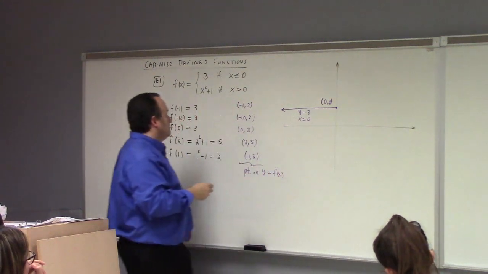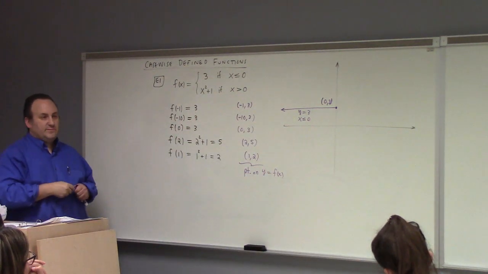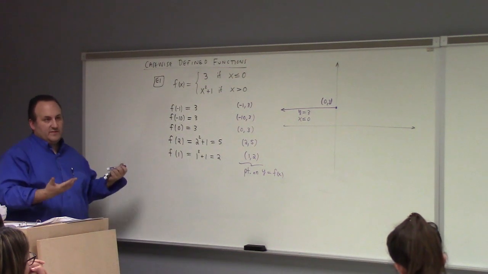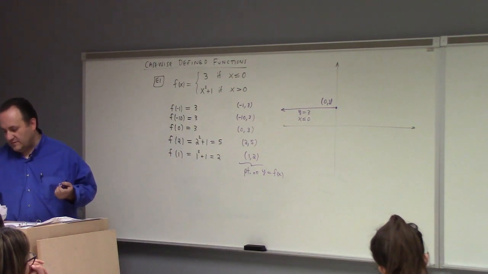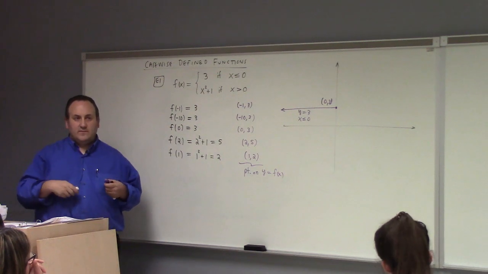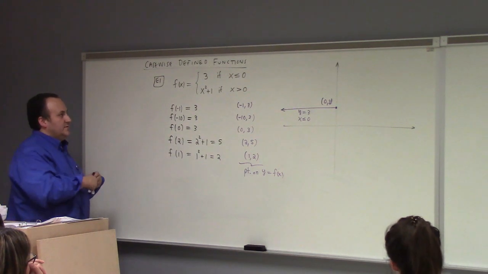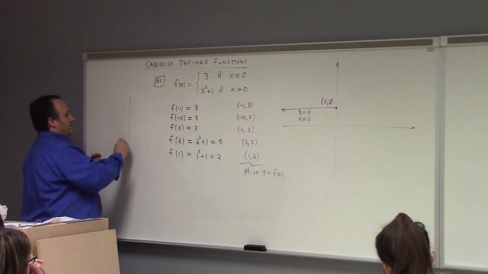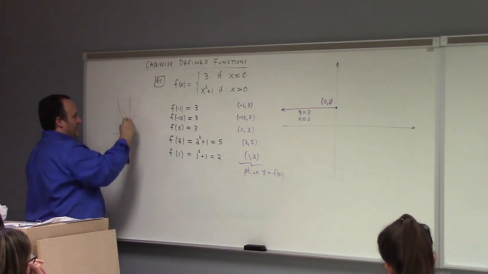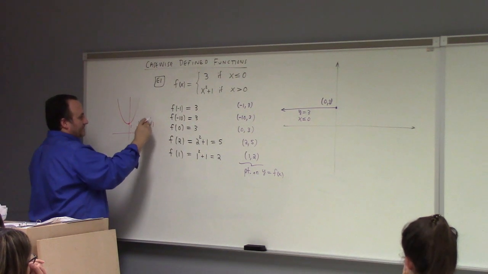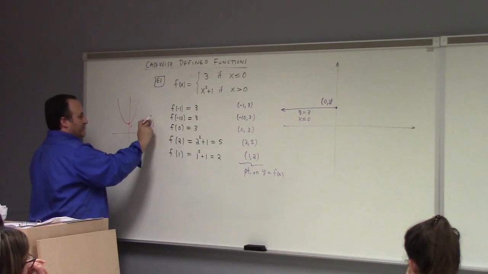And what's the other case? x squared plus 1. What is x squared plus 1? If I just asked you to graph y equals x squared plus 1 on its lonesome, you should be able to do that, right? It's a parabola. The vertex is 0, 1. It opens up. This is y equals x squared plus 1, right? We know this already from our work with parabolas.